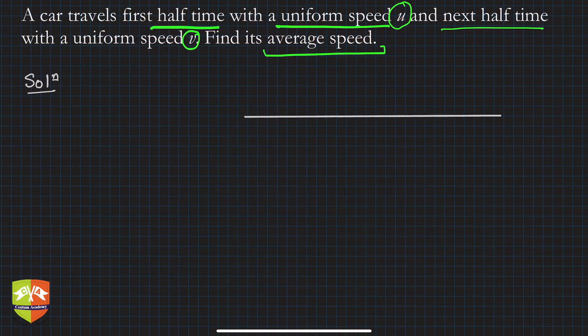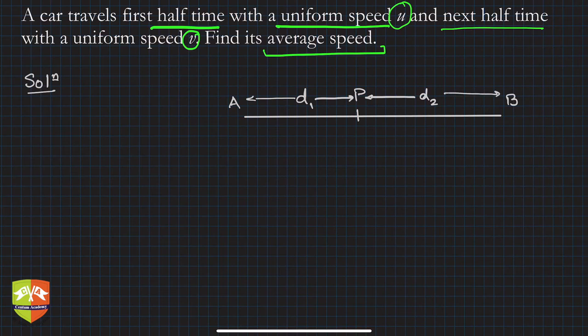Let's say this is the total distance traveled, and it's always good practice to label it. Let's say A is the initial position, B is the final position, and in the first half time it covers a distance d1. Now the general misconception is that in half the time they will travel half the distance. No, that's not correct. Why? Because the speeds are different, so don't say that they will be covering the same distance in both the half times.